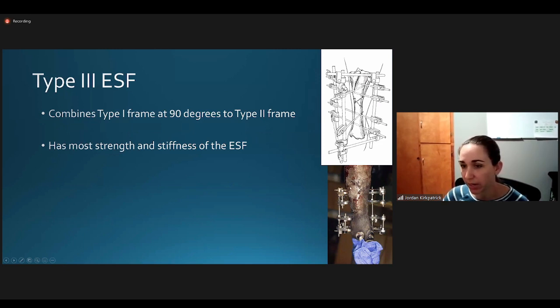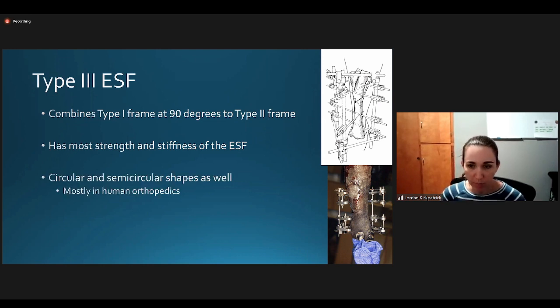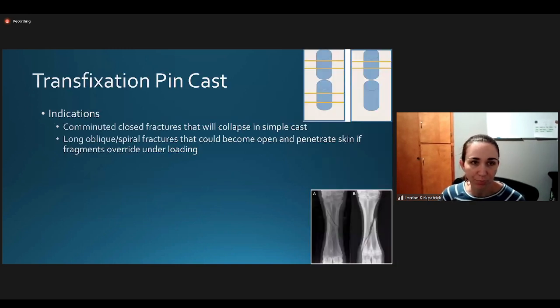This one is a semicircular fixator, so it's going around almost the entire circumference of the limb. And so these are the strongest and the most stable type of external fixator, and have the most strength against compressive and bending and rotational forces. We don't use these very often, but they are options. There are some high value cows and bulls that people will want to try this on.